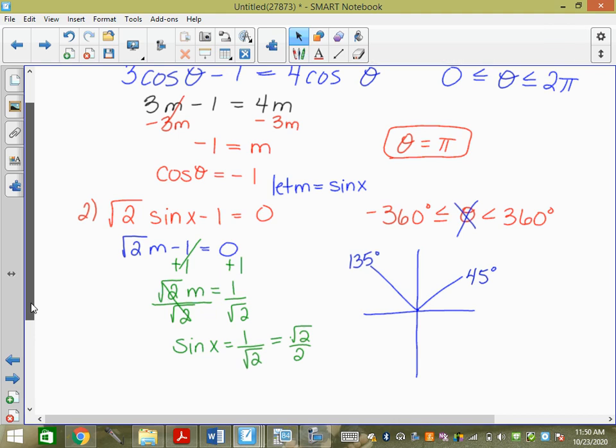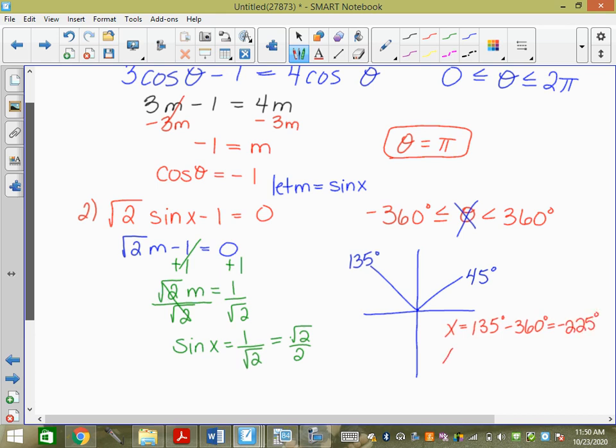Then I have to test their coterminals because I also have to go from 0 to negative 360, right? So I have x equals 135. Then I'm going to subtract 360. Negative 225. Does that fit? Yep. x equals 45 minus 360, which is negative 315. Does that fit? Yep. So we actually have 4 solutions: 45, 135, negative 225, and negative 315.